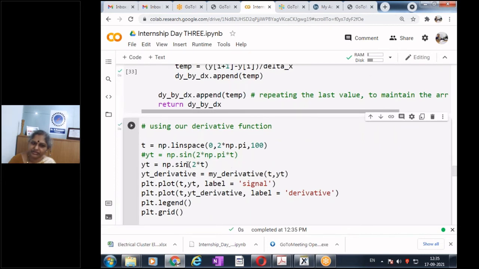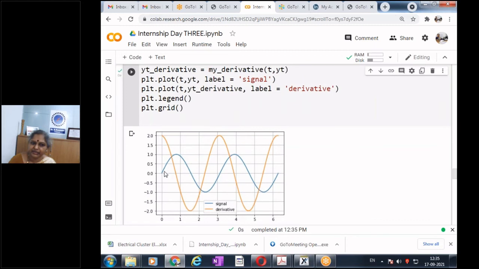And what we get now, what is the signal we are taking? We are taking the signal as sine and we are trying to differentiate it. So let us see what we get. This is my original signal sine and this is my derivative. The differentiated signal is in orange color. Is it something we already know? We have done it by pen. You know the result. Only thing is now we have written a code to perform differentiation.